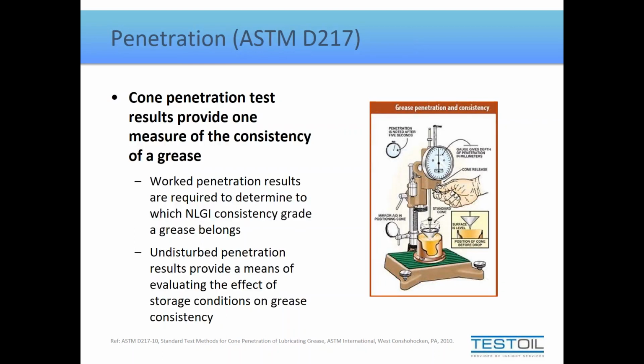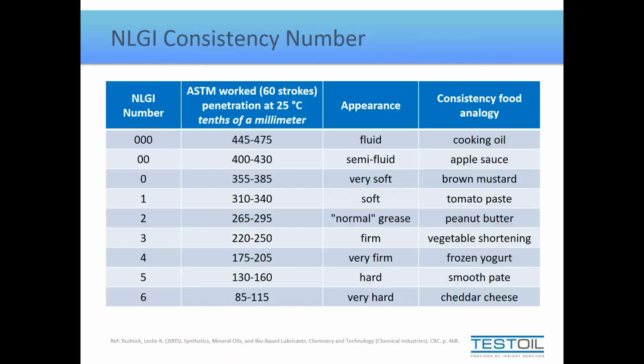Taking the worked penetration, we can get the NLGI consistency. If we were to test it on unworked grease, what we're doing there typically is contrasting the two measurements, seeing how much the consistency changes after working. So it gives us an idea of how shear stable a grease might be if we look at the unworked and the worked results together. But sticking with the worked results and the NLGI grease consistency, it's only fair to define those as well.